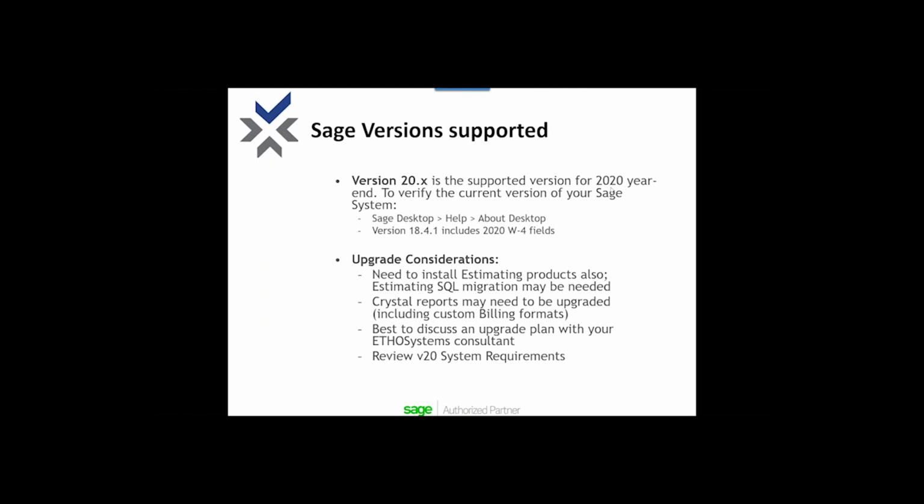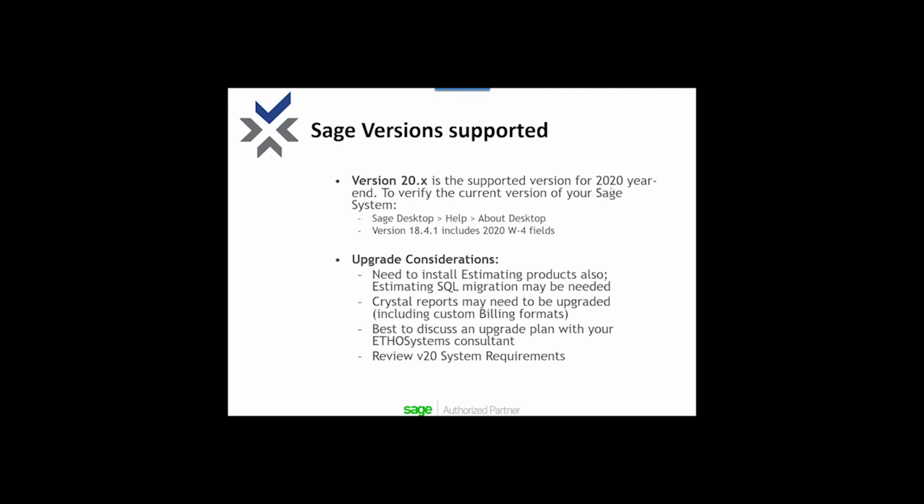If you use the estimating product, if you're on the SQL version of estimating, you do not need to upgrade estimating. If you are still on a Pervasive version of estimating, please contact your Sage business partner, your ETHOSystems consultant, or whoever your business partner is, to talk about upgrading, because you will need to upgrade your estimating product to the SQL version. If you're on an older version, you may need to upgrade Crystal Reports. There's a process for that. It's best to have an upgrade plan if you need one, to discuss that with your consultant.